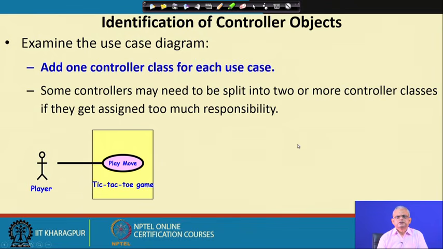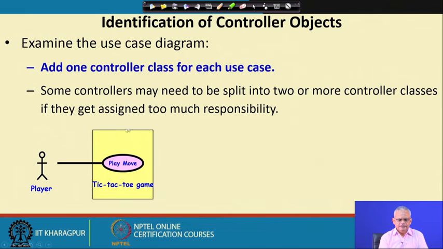Now, let us see the controller objects. This is the second class of objects. Identifying the controller object is also straightforward. We know that each controller class realizes the behavior of one use case, and therefore, by looking at the use case diagram, we just count the number of use cases and we need that many controller classes, and each controller class has the business logic to realize the behavior for that use case.